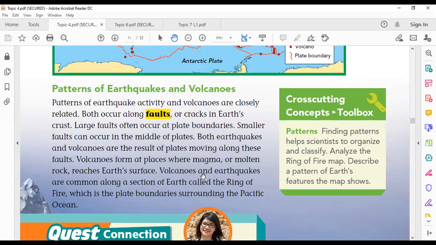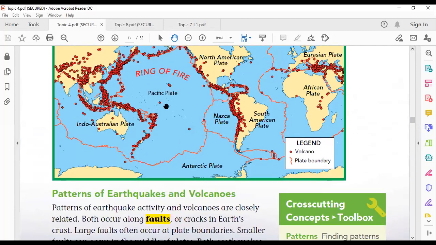Volcanoes and earthquakes are common along a section of earth called the ring of fire. For this reason, it is called a ring of fire, which is the plate boundaries surrounding the Pacific Ocean. Right. What is the meaning of Pacific plate? That means this plate, or this huge sheet of rock, is under the ocean, the Pacific Ocean. And I think that you know what is the Pacific Ocean.